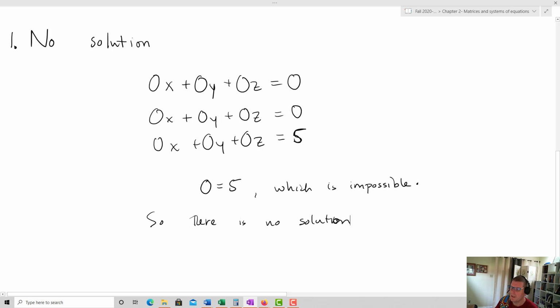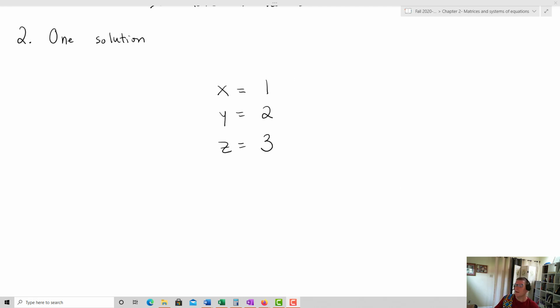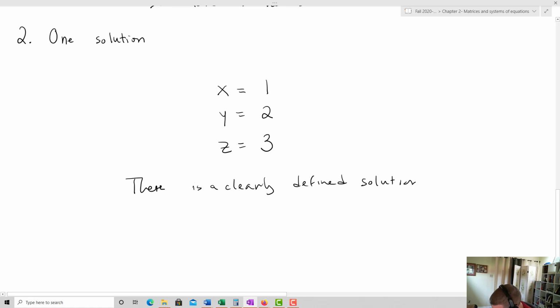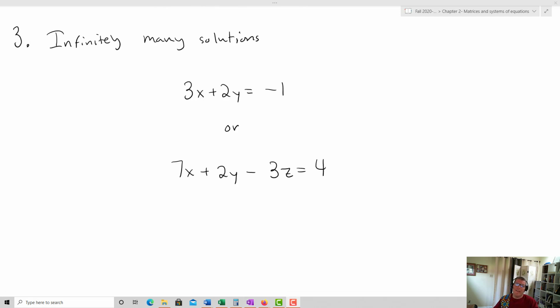Let's take a look at the second one. The second kind of solution that we might have is one solution. And one solution looks like this. This is the one that we probably think of when we think about the solution to a system of equations: x equals 1, y equals 2, z equals 3. Clearly defined solution. One solution. Or we could have infinitely many solutions.